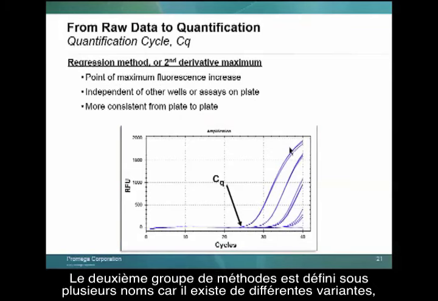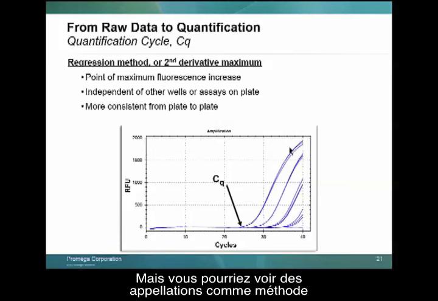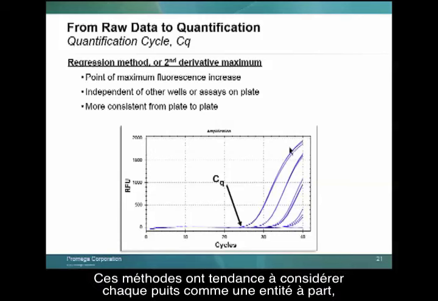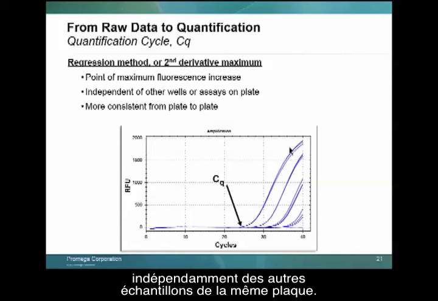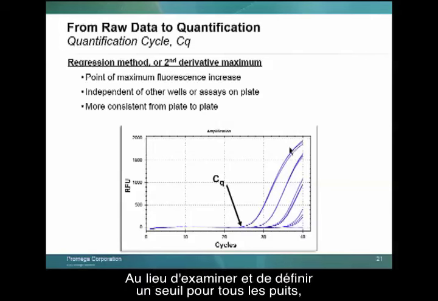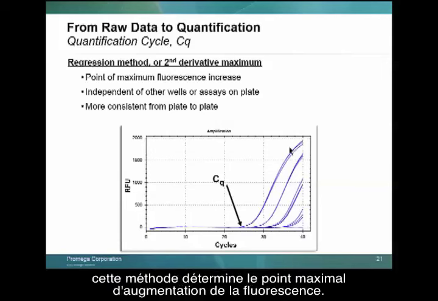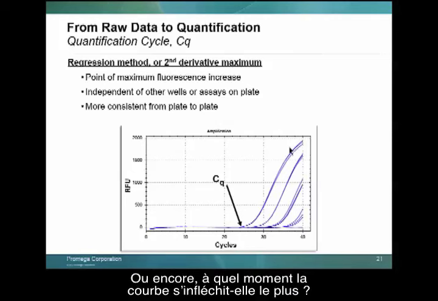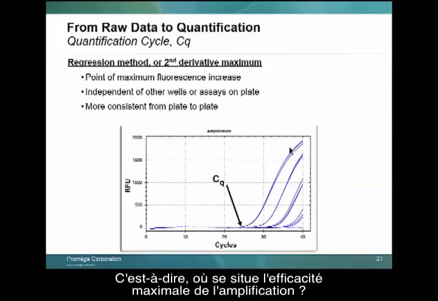The second group of methods goes by a number of names and has much more variety, I think, in how the algorithms are written. But you might see it referred to as a regression method or a second derivative maximum method. These methods tend to look at each well as a separate entity, regardless of what else is on the plate. Instead of looking at a set threshold across all wells, it might be looking at something like the point of maximum fluorescence increase. So where does this particular reaction come above, statistically above its background? Or where is the greatest inflection in the curve fit, which would be where is the highest amplification efficiency?